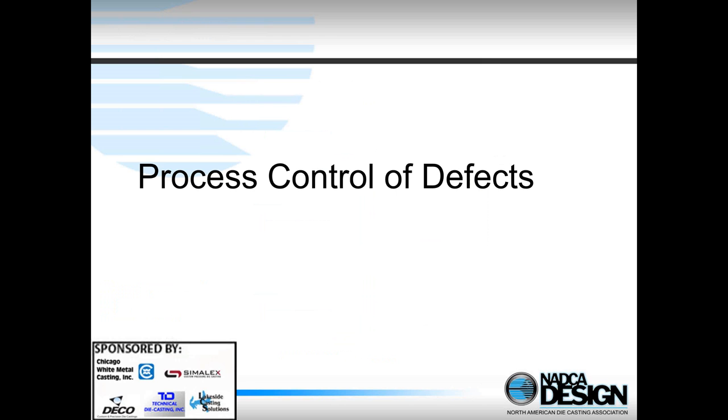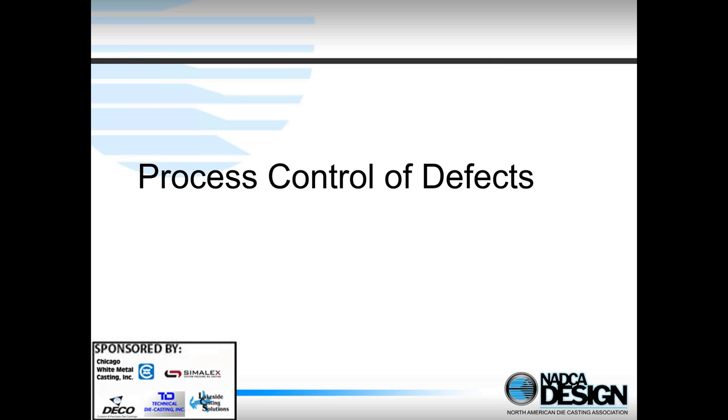Okay, so we've talked about the defects. So obviously the question is, how do I control these defects? First we're going to talk about process control. And that also begs the question, can I indeed use process control to control the level of defects in my castings? And the answer is yes and no.